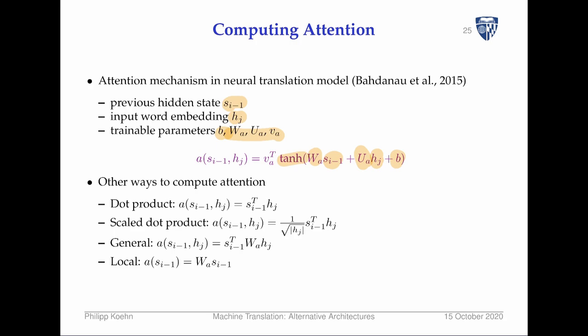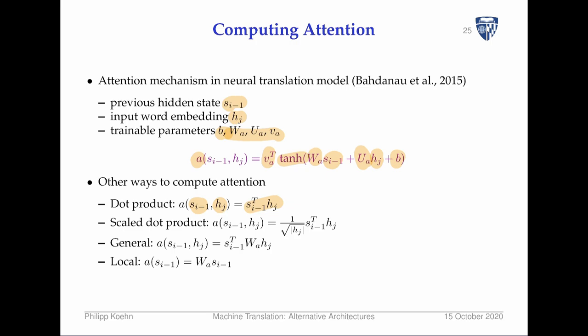And now we actually have to condense this down to a single number. And how we do that is we multiply that with a vector, so we can do a dot product there. So this results in a single value, a, that we then further normalize. But there are also other ways you could compute attention. The simplest way, in a way, is the one where we just do a dot product. So we take these two vectors, the input word representation and the previous decoder state, and we just directly apply a dot product there.